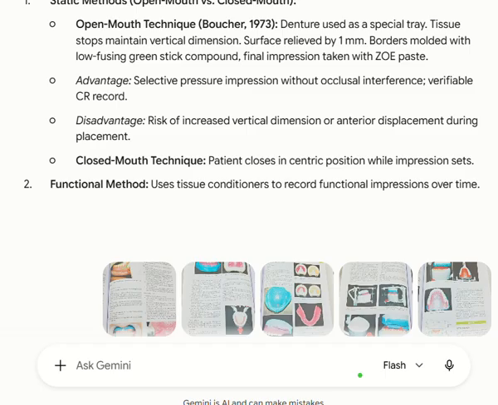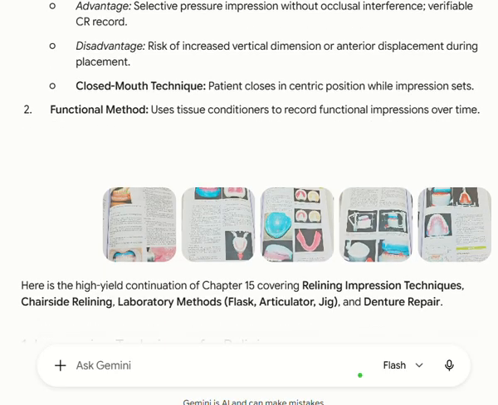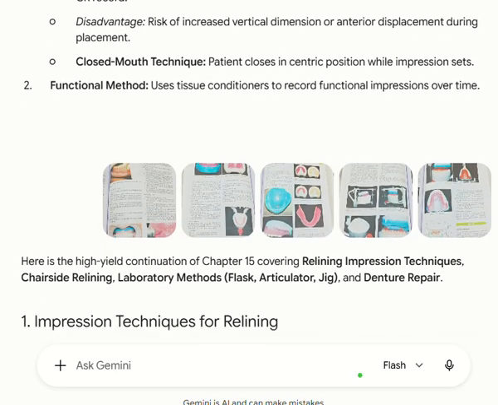Advantage, selective pressure impression without occlusal interference, verifiable CR record. Disadvantage, risk of increased vertical dimension or anterior displacement during placement. Closed mouth technique, patient closes in centric position while impression sets. Functional method, uses tissue conditioners to record functional impressions over time.